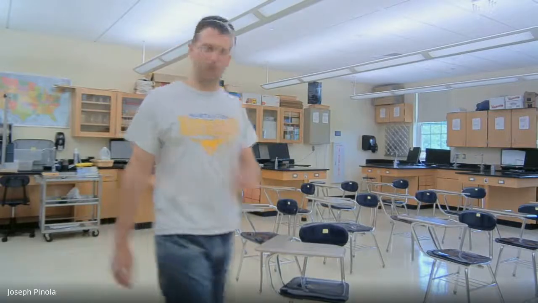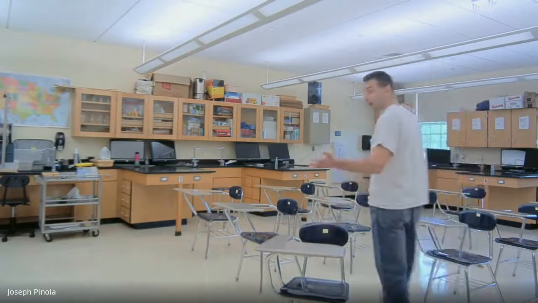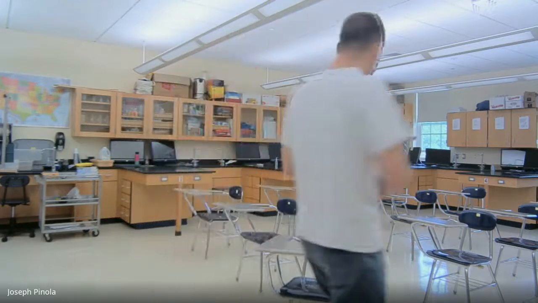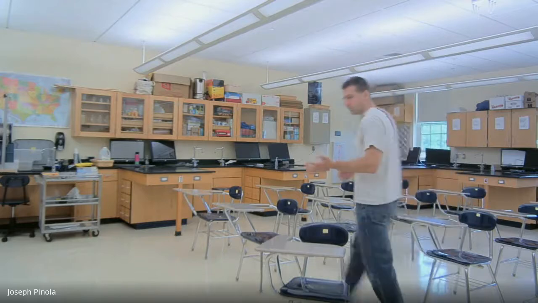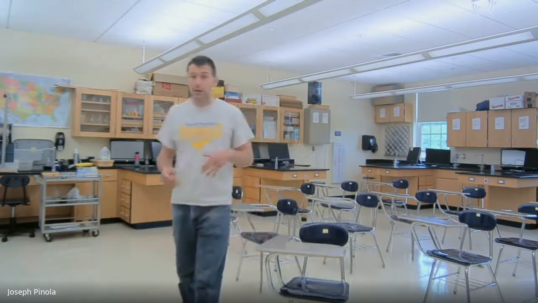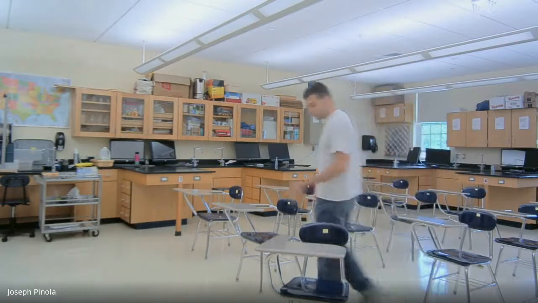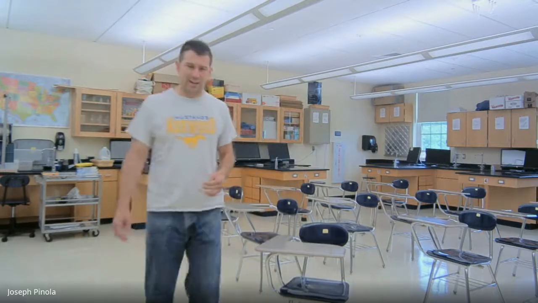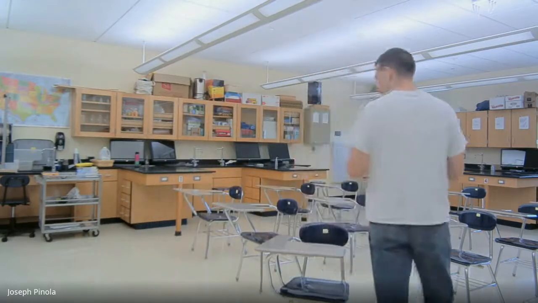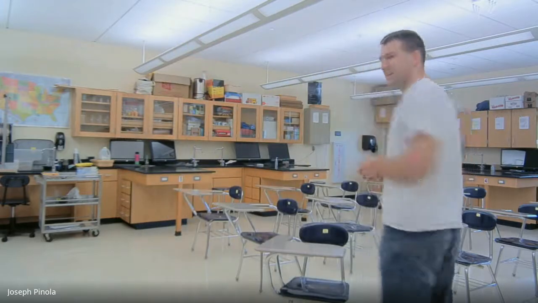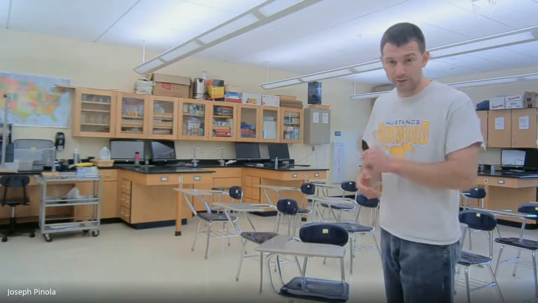Everyone, I'm Mr. Pinola, and today I'm representing the motion of an electron. An electron is a negative charge, and as we learned from our most recent unit, electrons can move. Right now, I'm moving in a circle around this desk, and so if I'm an electron that is moving in a circle, or just moving in any path, I am representing electric current. And that's going to be the focus of our video today.